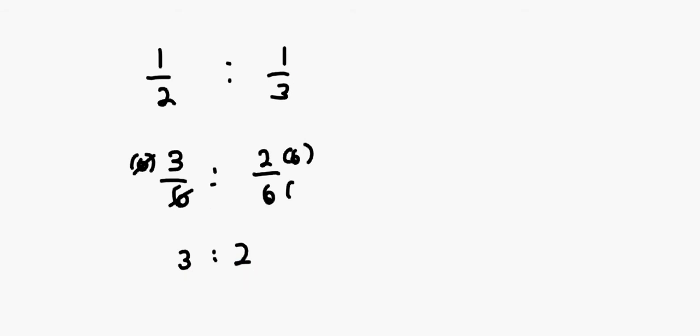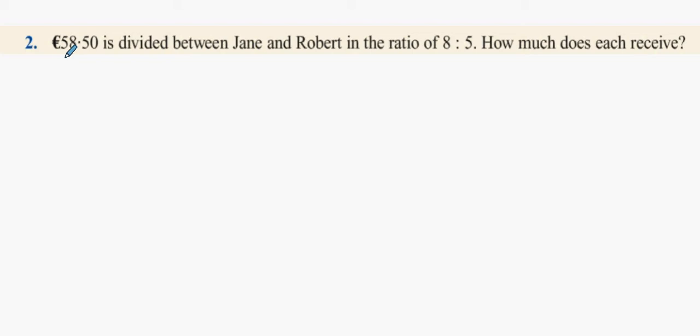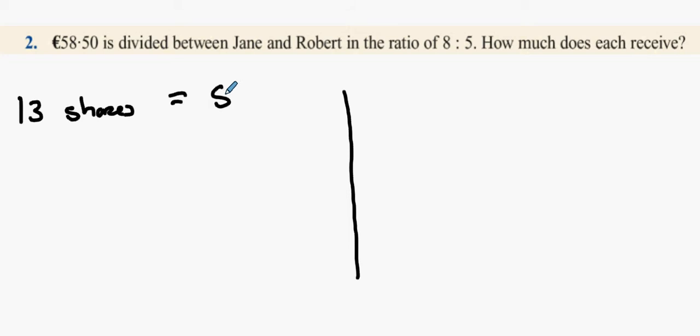Alright, let's do some questions, alright? Divide €58.50 in the ratio 8 is to 5. There's 2 ways of doing this. Method 1 is to add the 2 ratios together. What's 8 plus 5? 13. I call this, there's 13 shares, okay? 13 shares is €58.50. Can anybody tell me what 1 share is?